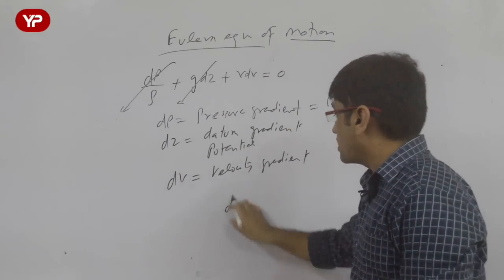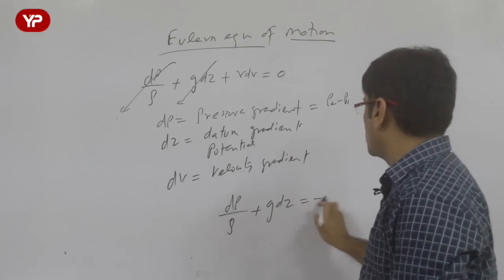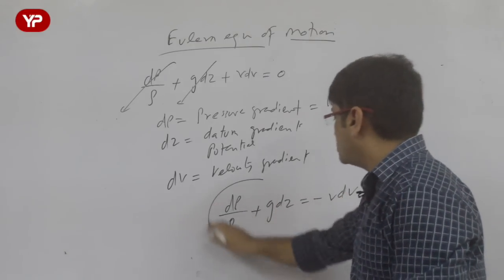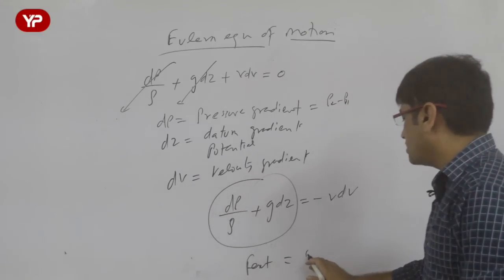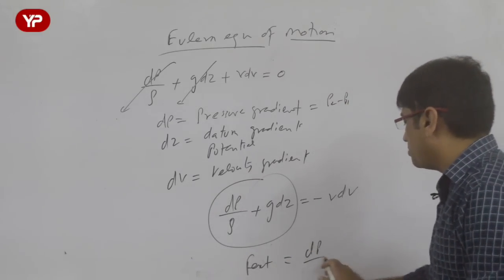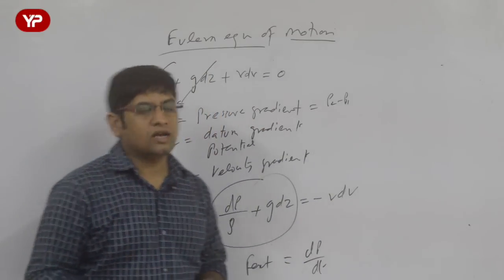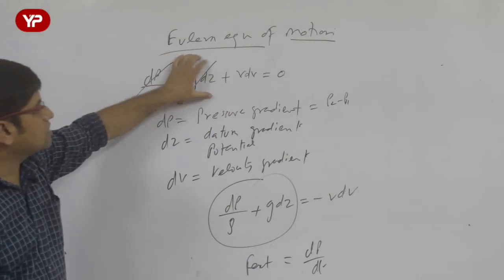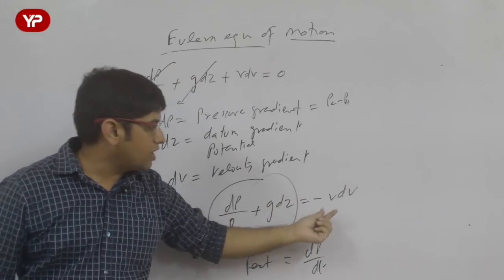That means if I write this equation like this, dp by rho plus g dz is equal to minus v dv, this particular part becomes the external force of Newton's second law, and this particular part becomes the dp by dt, whatever we have written. So we will say that in Euler's equation these are the two forces and the right hand side is the effect of that. And why the negative sign?